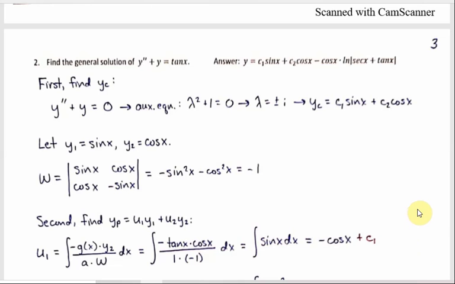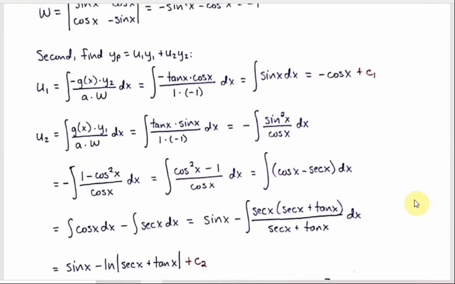Y2, the integration happens to be a little bit longer. There it is. Okay, so with y2, we're going to sub in tan x for g of x, and now we need y1, which is sine x. And I brought that negative out front, and then I rewrote tan as sine over cosine, which is how I'm getting the sine squared over cosine.